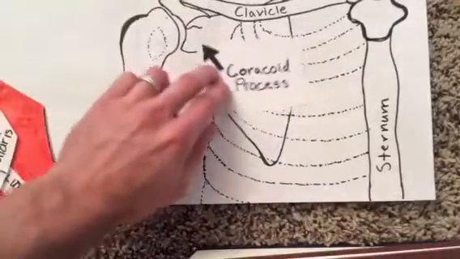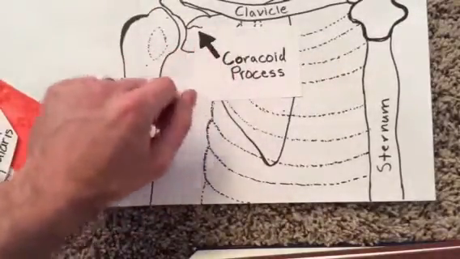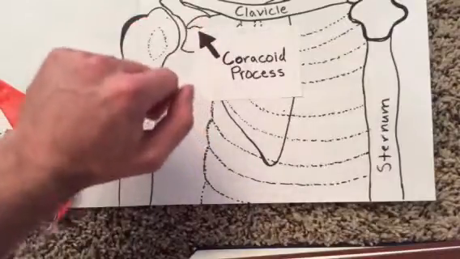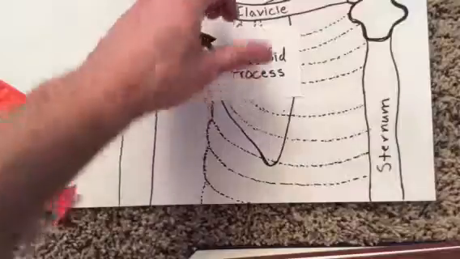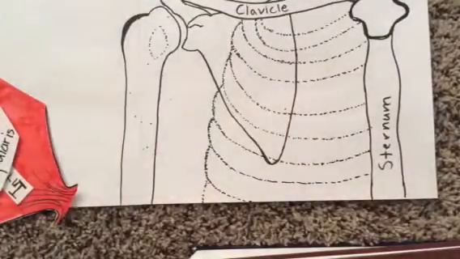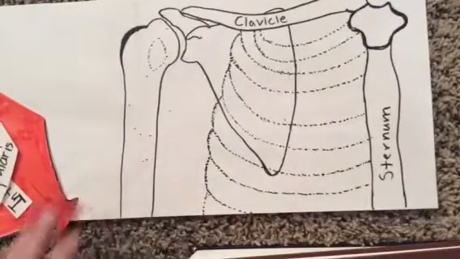And then the last marking that I want to discuss real quick is the coracoid process, and we're going to have some muscles that actually come off of that bony prominence and attach elsewhere. So let's get into some of our muscles then. Let's look at the first one.